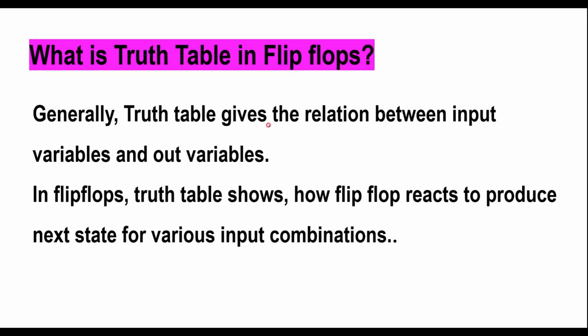Generally, a truth table gives the relation between input variables and output variables. In flip-flops, the truth table shows how the flip-flop reacts to produce the next state for various input combinations.